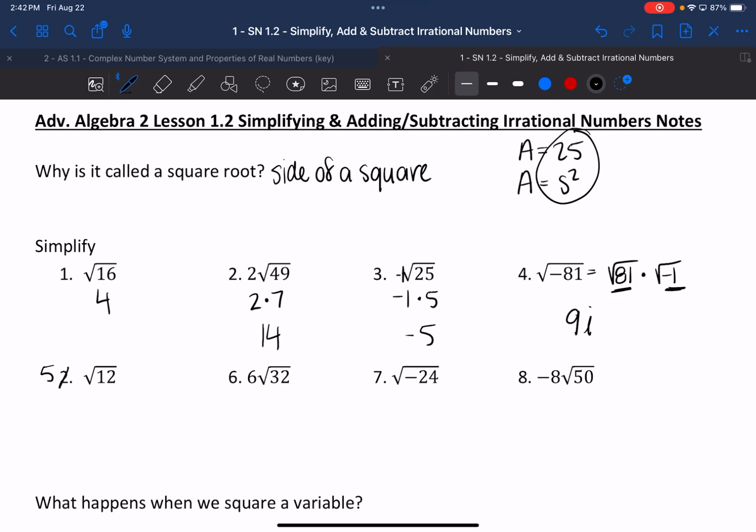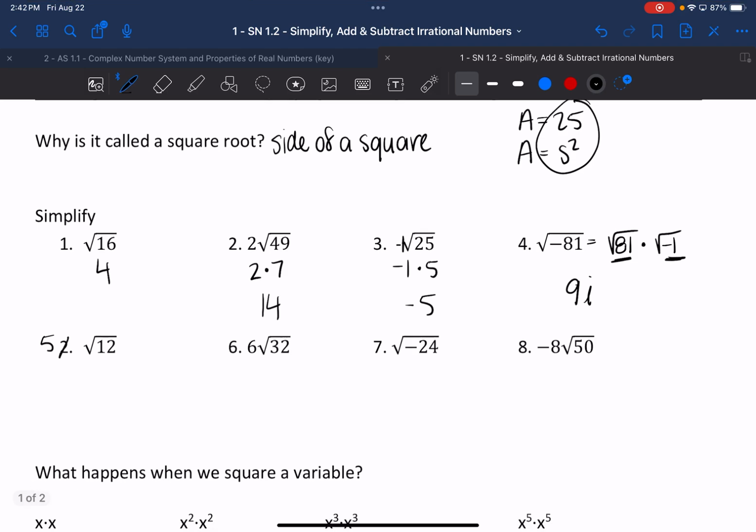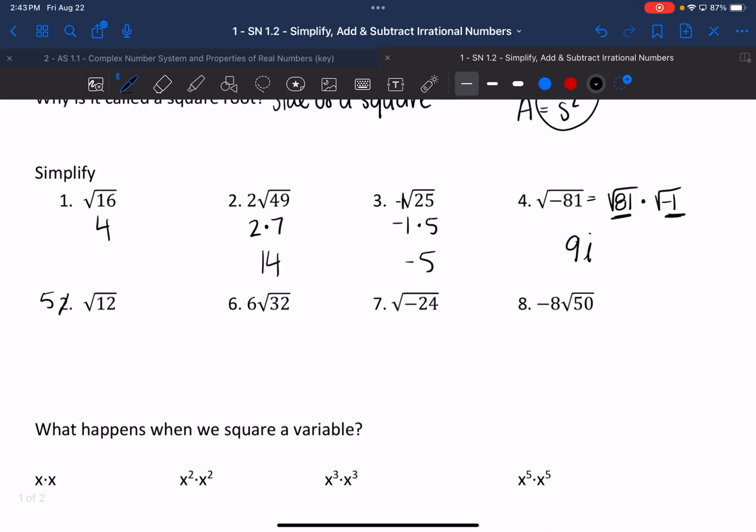This should say number 5, not 2. But with values that don't have perfect roots. So there's not a perfect square root of 12, right? But I can rewrite square root of 12 as something else. What multiplies to give me 12 and does have a square root? 4 and 3. So I could rewrite this as square root of 4 times square root of 3, kind of like we did on number 4. And what is the square root of 4? 2. So this would just be 2 square root of 3. Kind of the same concept, right?